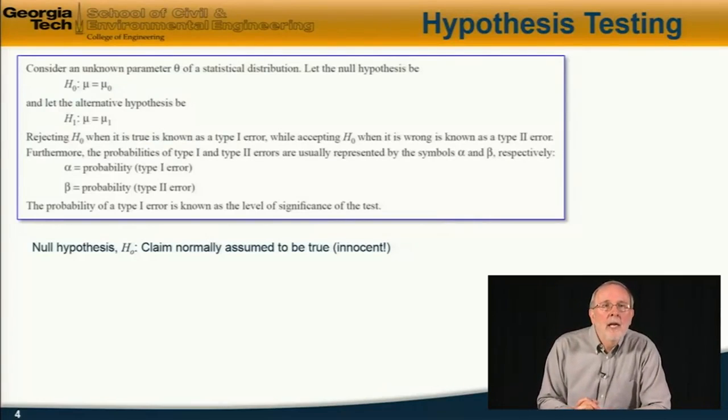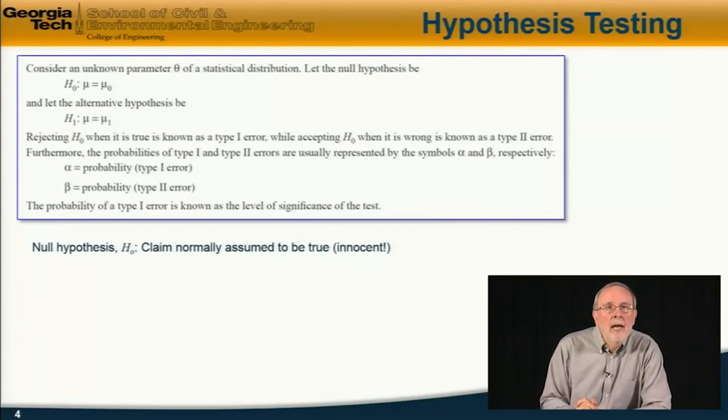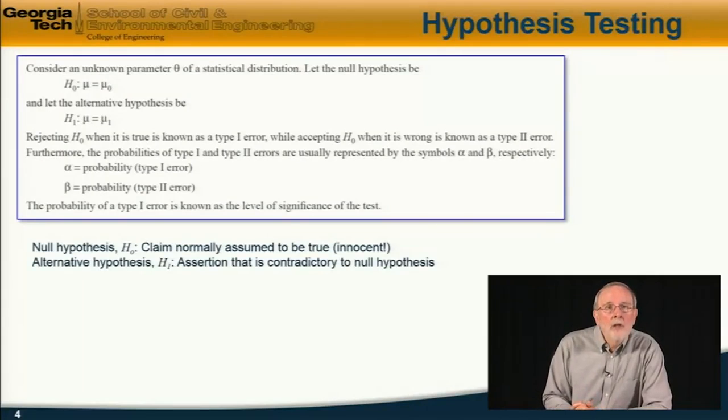Those would all be statistical hypotheses. The terminology is given in this extract from the reference handbook. First of all, we have the null hypothesis, denoted by H0. The null hypothesis is a claim which is normally assumed to be true. For example, in a trial, the null hypothesis might be that the accused is innocent. Conversely, the alternate hypothesis, denoted by H1, is the assertion that is contradictory to the null hypothesis. In other words, we have to prove it. For example, the accused is guilty.